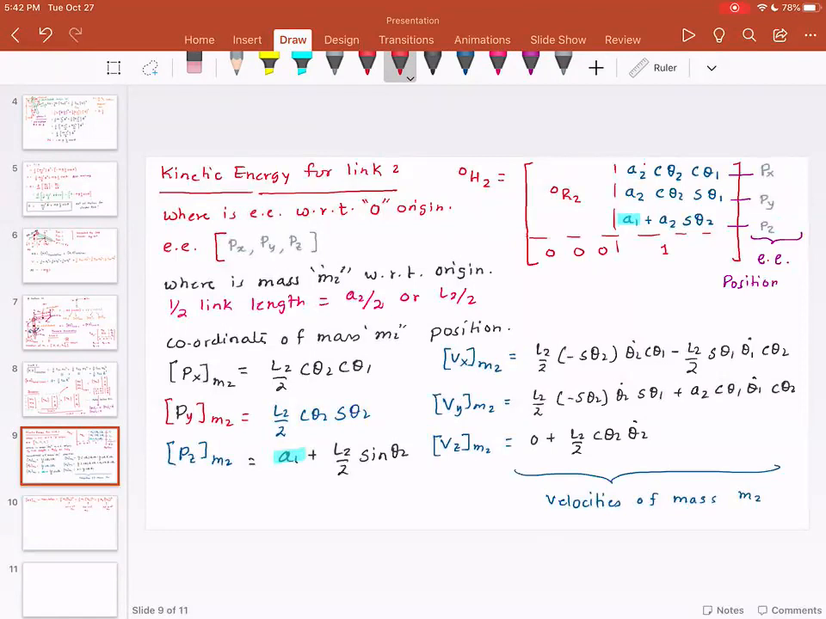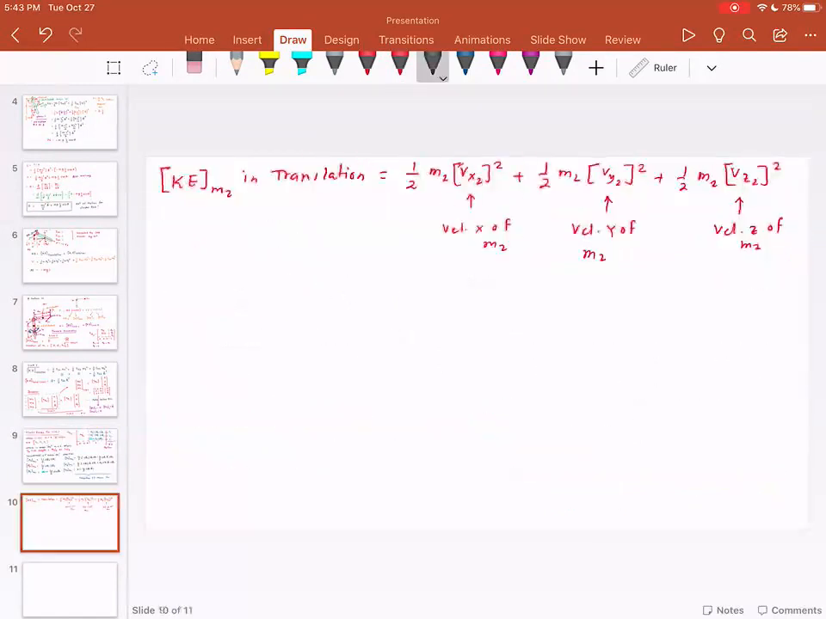What was Vz2? Vz2 is this. Cosine theta 2 sine theta 1, cosine theta 1, yeah, sine theta 1. So that is Vz2, but the story does not end there.